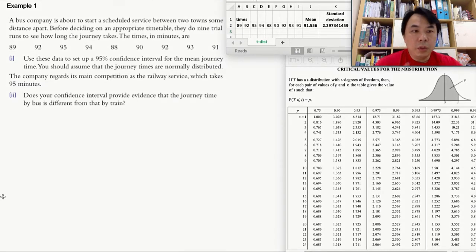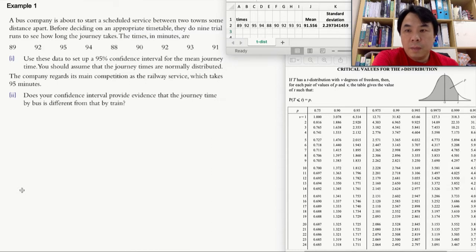Now I'm going to read through that one more time for those who are new to this. A bus company is about to start a scheduled service between two towns some distance apart. Before deciding on an appropriate timetable, they are going to run nine trials to see how long the journey is going to take to traverse between those two towns. The times recorded are as given there.